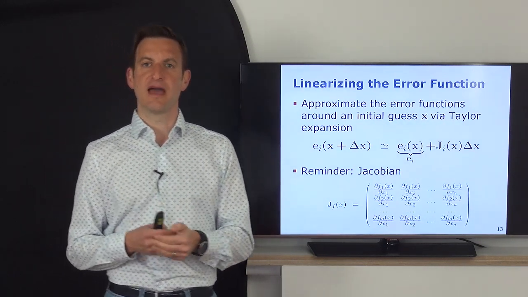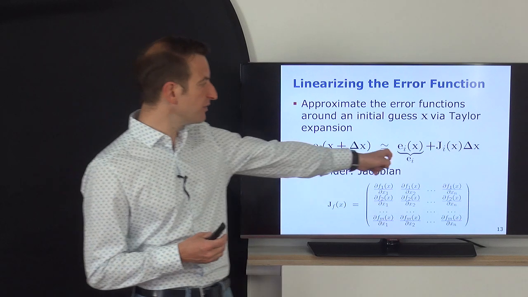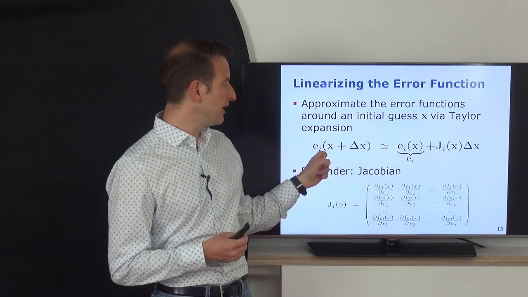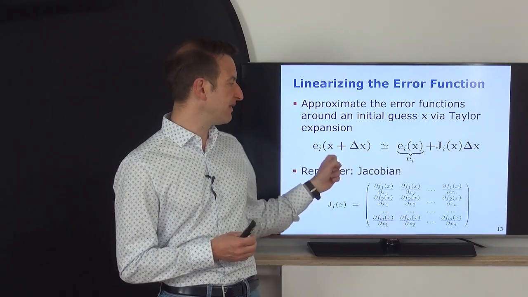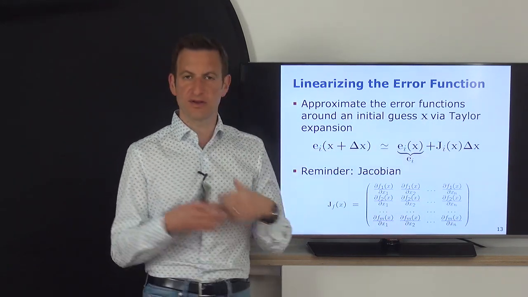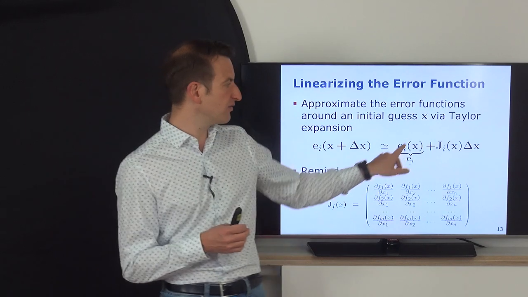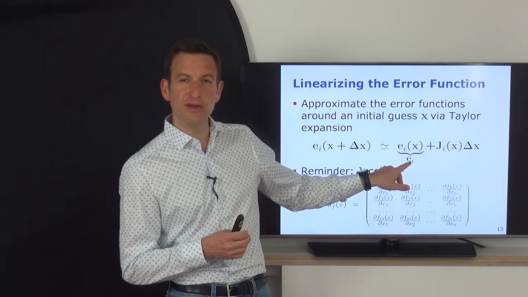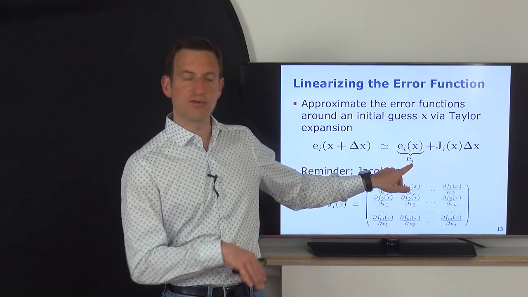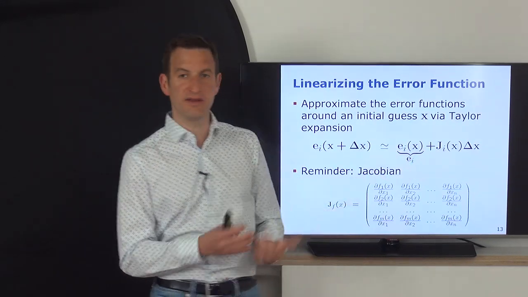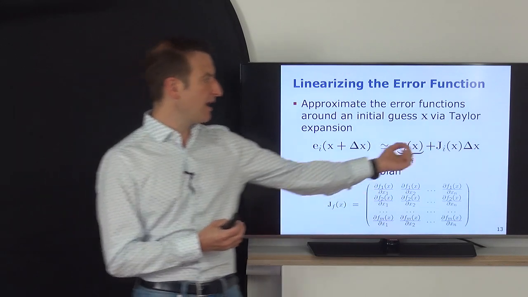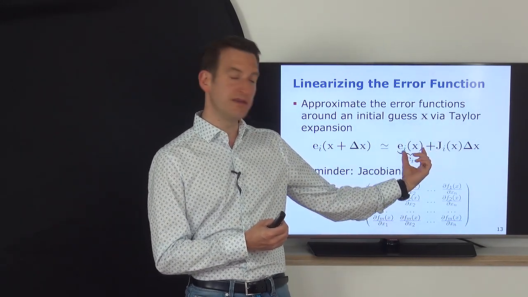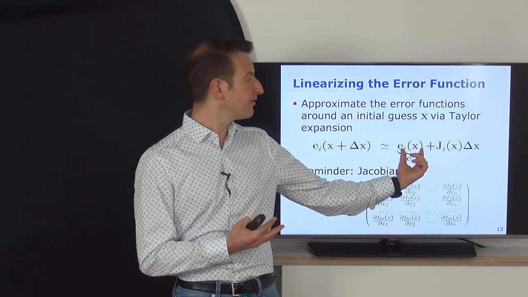And so how does this look? This is the error term at the location of the initial guess, e_i of x. But this x is a constant because it's our constant initial guess. So this term is also a constant and is typically abbreviated with e_i in the remainder, dropping the x of the initial guess just to have a more compact notation. And then we have a sum of this constant offset.